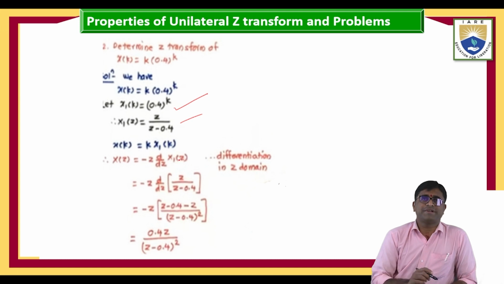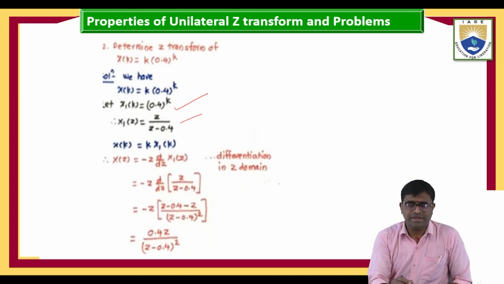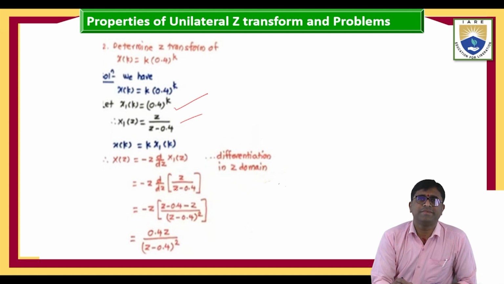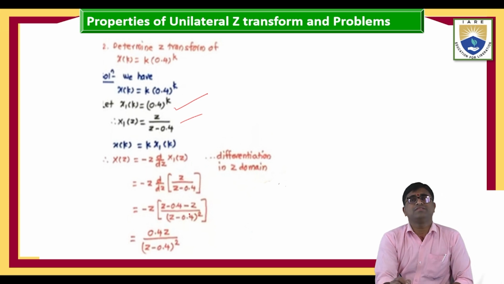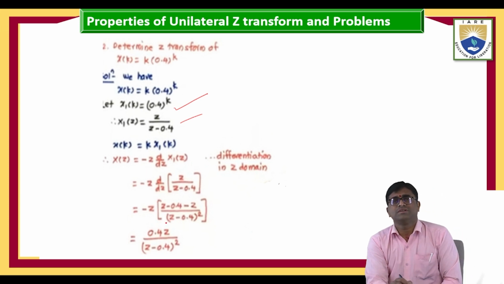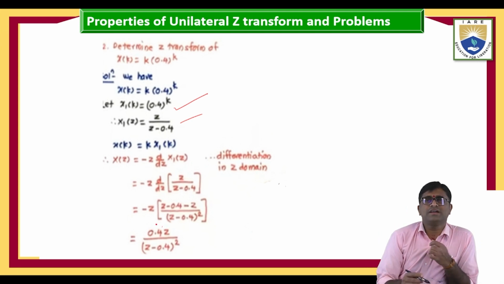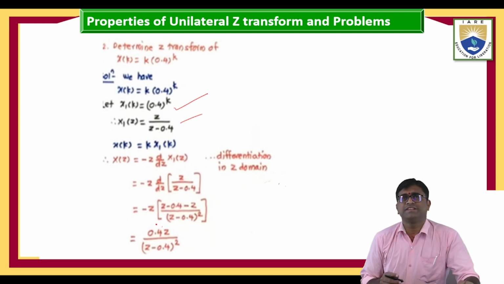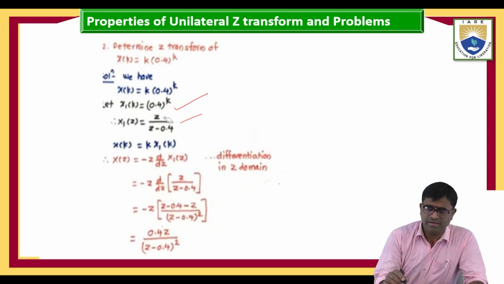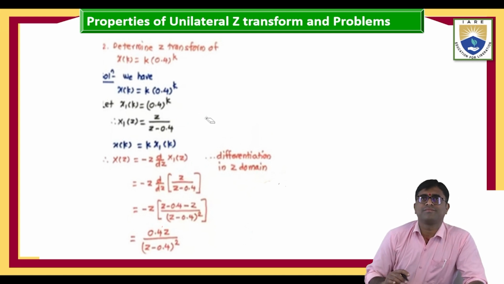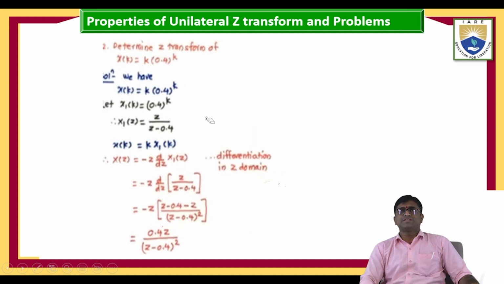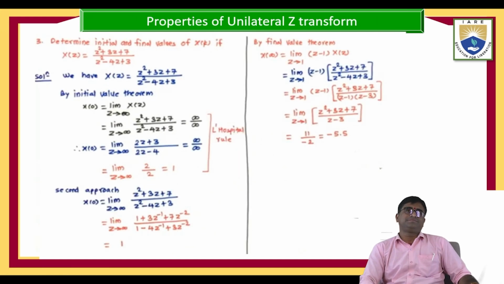So this is the differentiation property. Substitute this here: minus z into d by dz of z by z minus 0.5. If you multiply inside, the terms cancel, and only 0.5 z will be there. So this is the problem for determining the z transform of x of k.